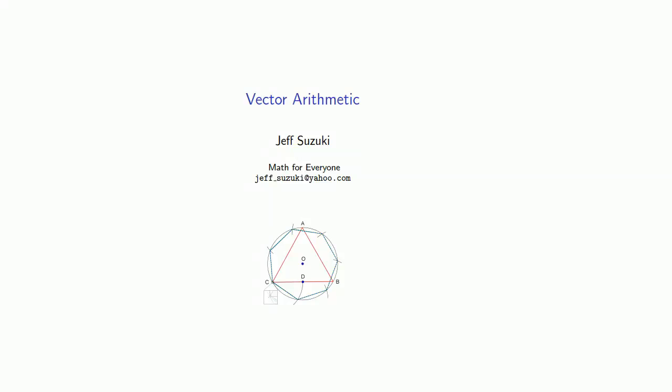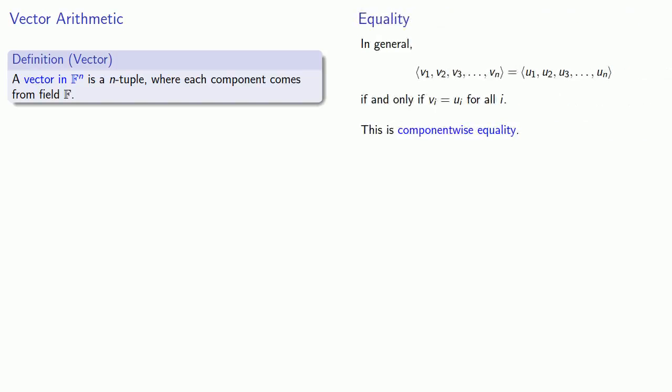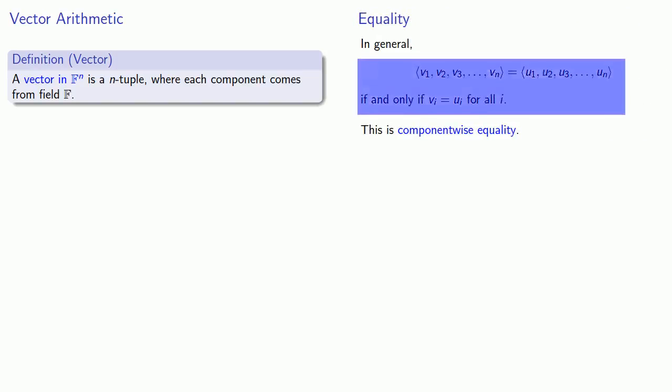So let's see if we can define some vector arithmetic. Since we've defined a vector as an n-tuple whose components come from a field F, we can define the equality of vectors the same way we define the equality of n-tuples. The corresponding components must be equal.